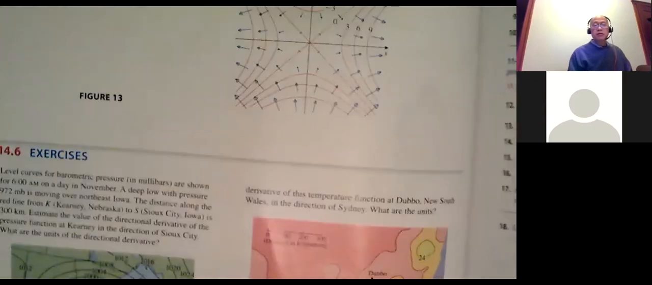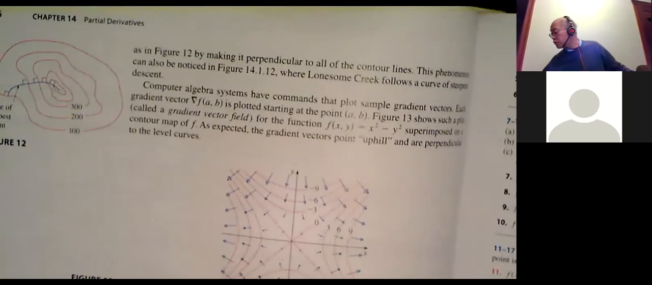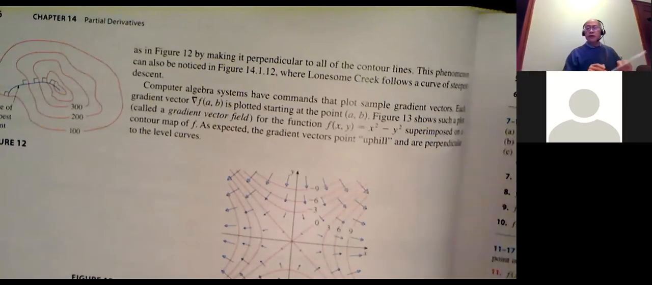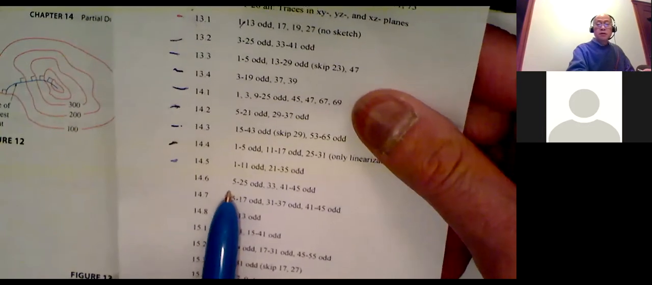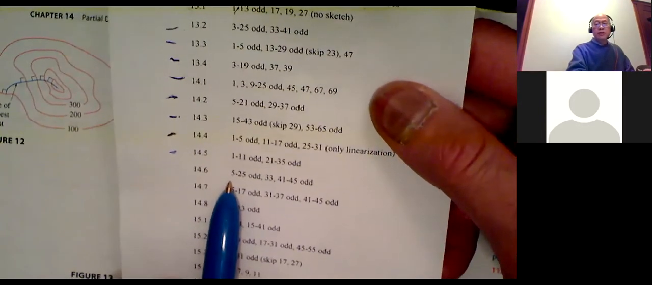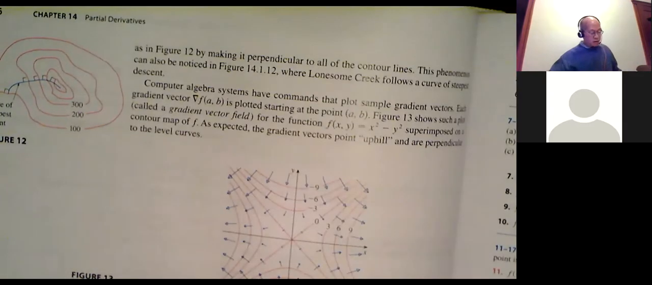All right, I think I'll do just very little of this and then we'll call it a night. How's that? So 14.6, just to give you a feel of it. We can do more next time. 5 to 25 odd, 33, 41 to 45 odd. Let me just get our feet wet with some of the problems.